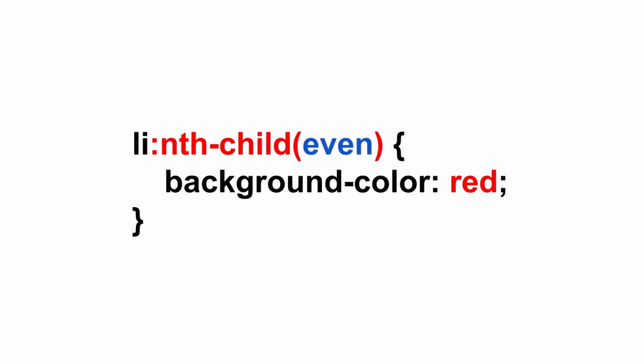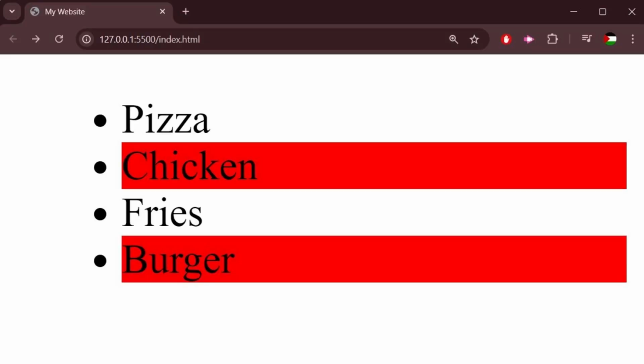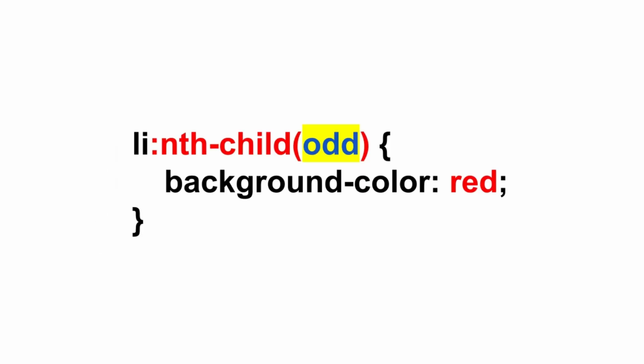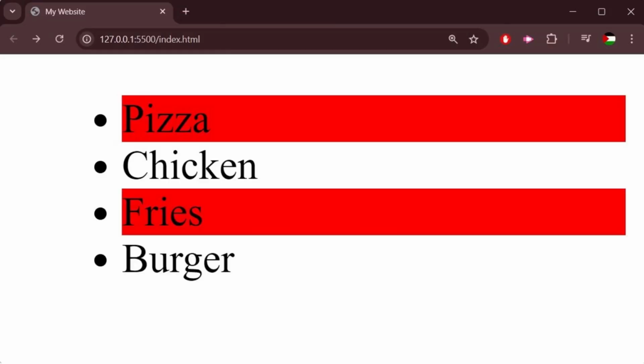We are not just limited to numbers for the nth-child pseudo class. We can even write things like odd and even inside the parentheses. If we write even, we will see that all the even child elements are colored red. We can also try writing odd. If we try that, we will see that every odd child element is colored red.